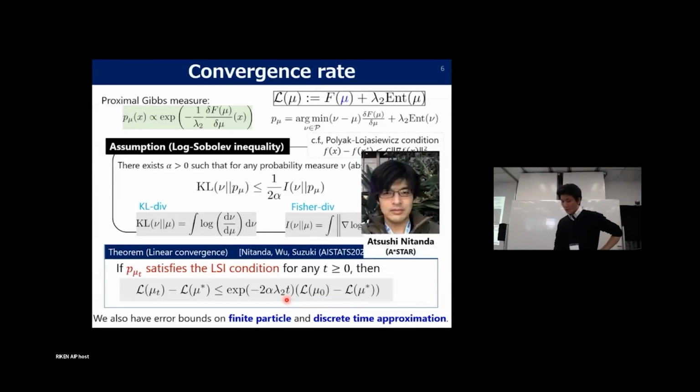Some more details will be explained by Atsushi Nitanda on the third day of this workshop. He initiated this line of work. So for more details, please attend his talk on the last day.